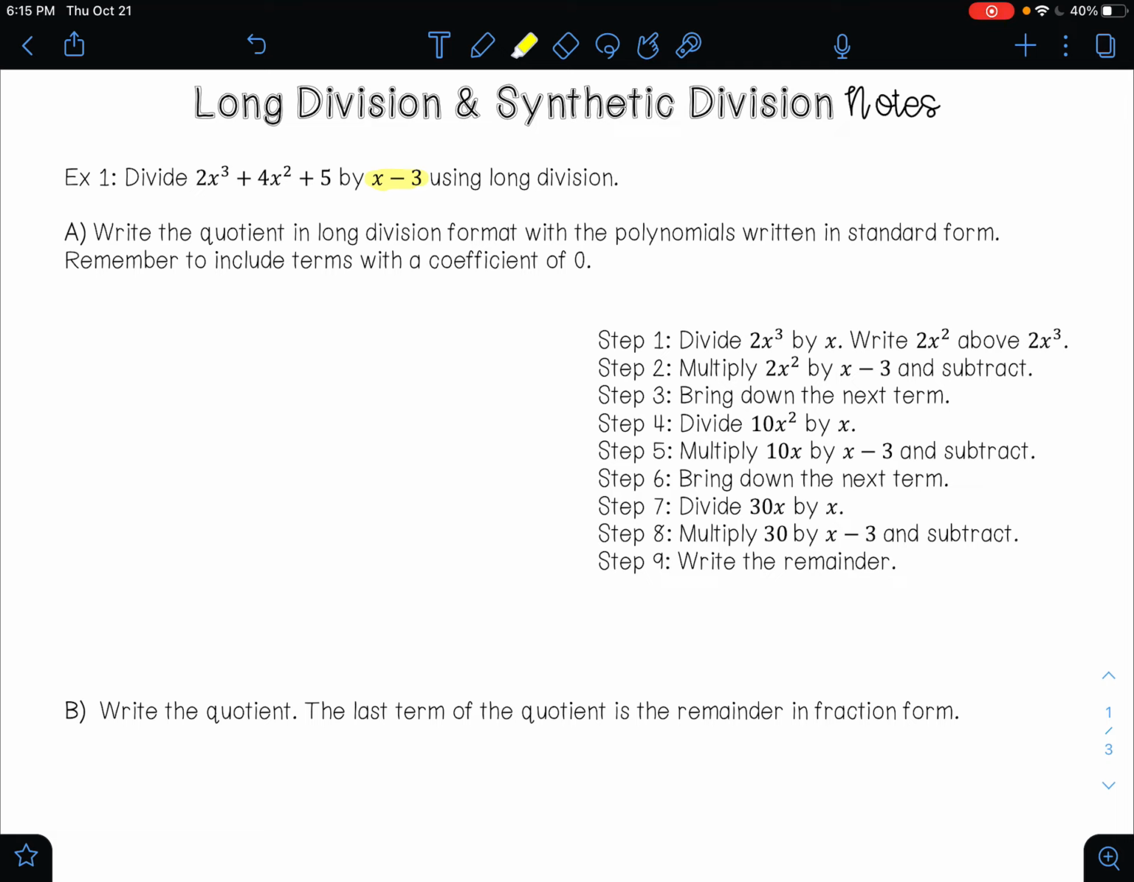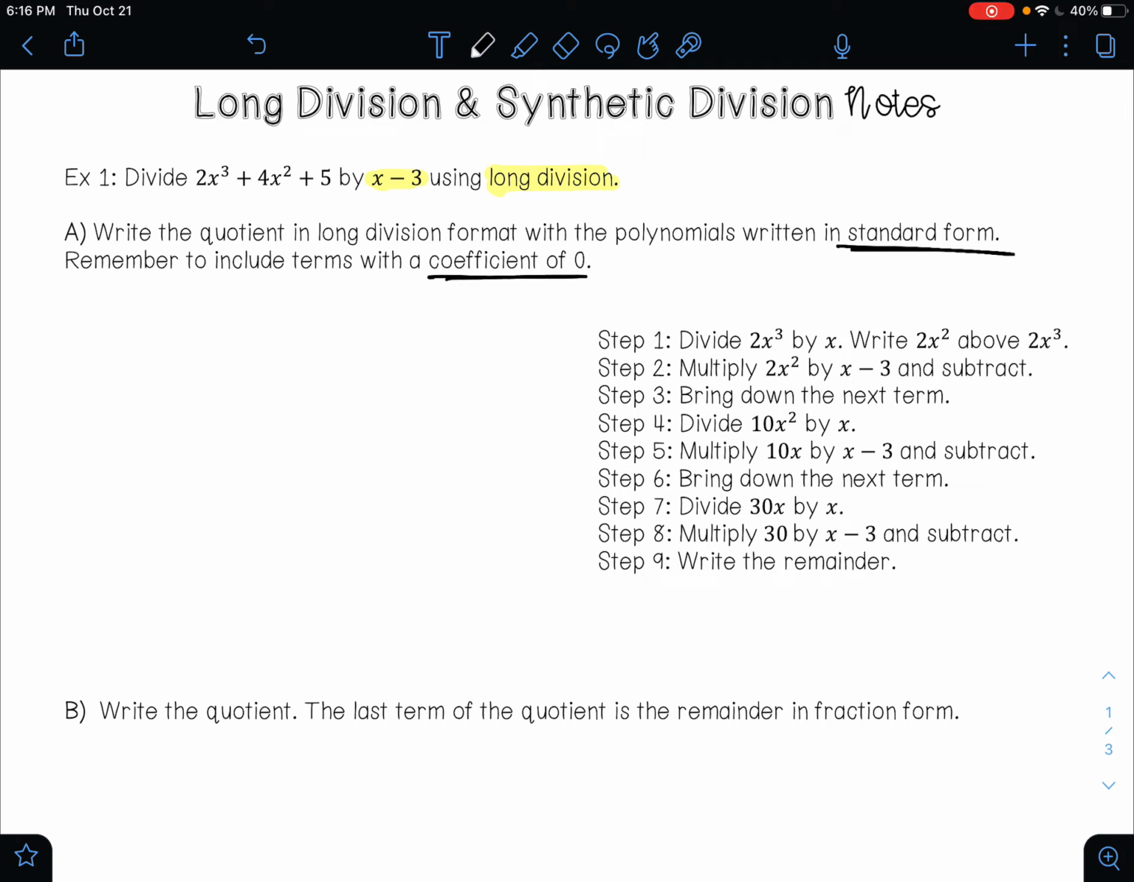To do this, we're going to learn how to do it using long division, just like how you did in elementary school, but now we will have letters involved. Example 1 says divide 2x cubed plus 4x squared plus 5 by x minus 3 using long division. Part A says write the quotient in long division format with the polynomials written in standard form. Remember to include terms with a coefficient of 0.